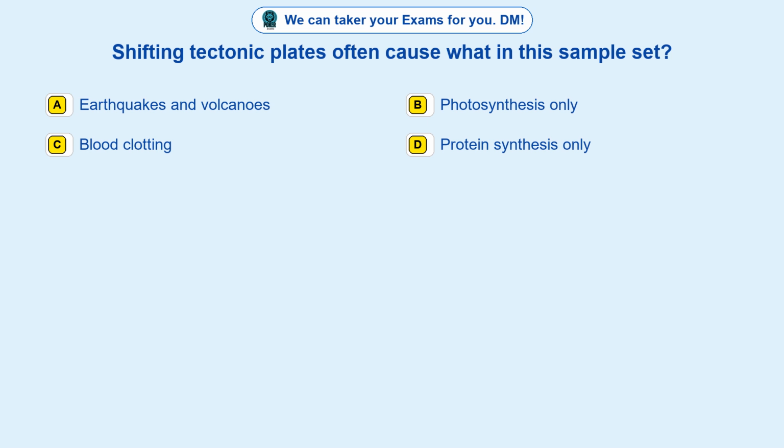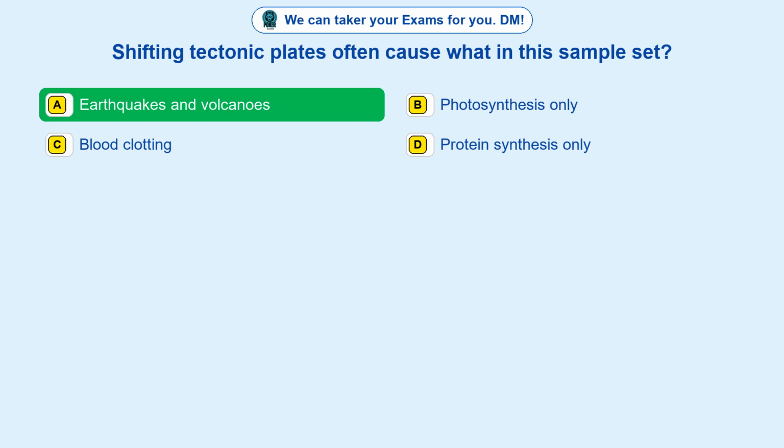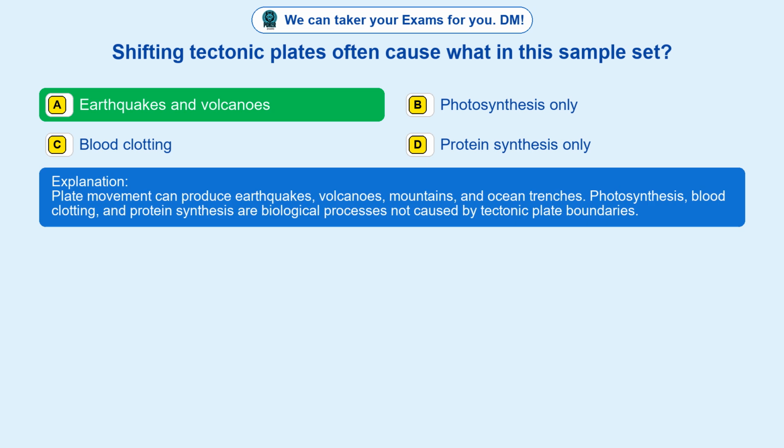Question 83. Shifting tectonic plates often cause what in the sample set? Option A, earthquakes and volcanoes. Option B, photosynthesis only. Option C, blood clotting. Option D, protein synthesis only. The correct answer is option A, earthquakes and volcanoes. Plate movement can produce earthquakes, volcanoes, mountains, and ocean trenches. Photosynthesis, blood clotting, and protein synthesis are biological processes not caused by tectonic plate boundaries.